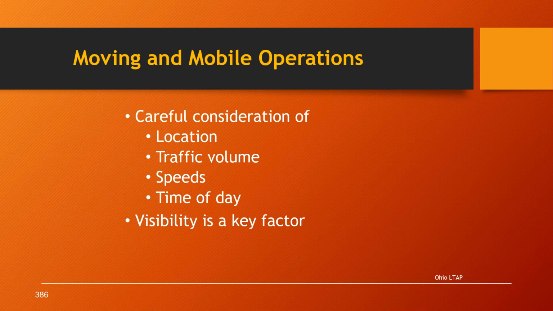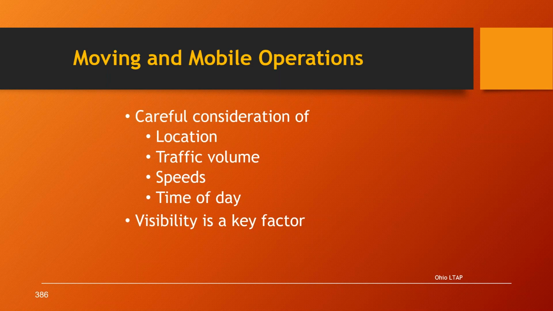So the manual addresses this in different ways. It talks about the specific location of our moving and mobile operation in relation to where we are in the right of way. Maybe we're off the shoulder, maybe we're on the shoulder, or maybe we're in a lane. And so each one of those has a different typical application, as you may suspect. Also, the volume of the roadways and the speed of traffic and time of day is important in our consideration of our design and our needs for temporary traffic control. And visibility of our operation is definitely a key factor.